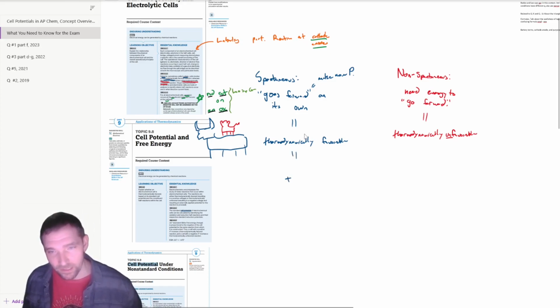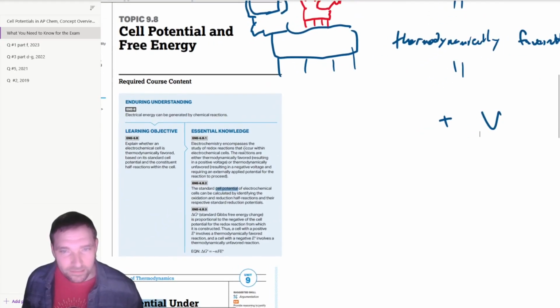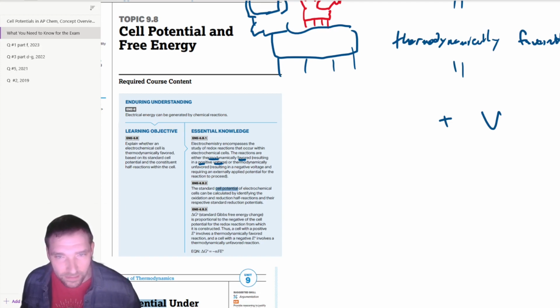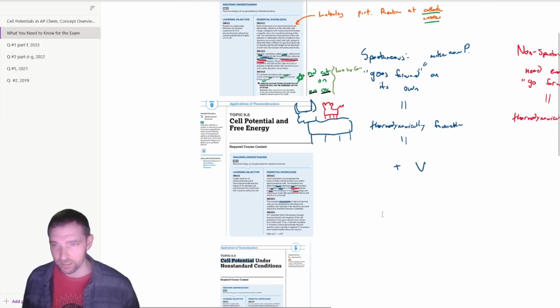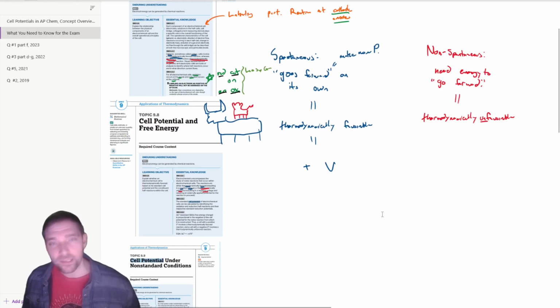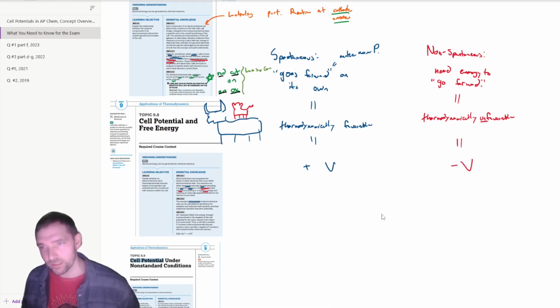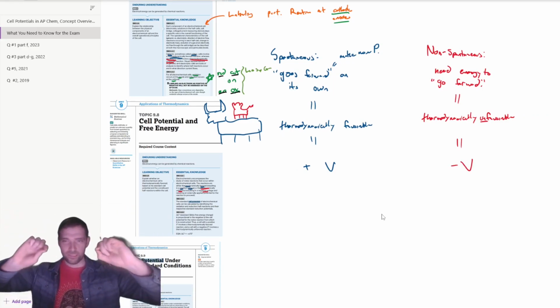be connected to positive amounts of volts. That is pretty important to recognize that we're going to have positive voltage here when you have something that's thermodynamically favored, and the opposite is true when you've got the thermodynamically unfavored. That should be a negative voltage when we're talking about these energy potentials. So that's a very important thing that is going to be connected, where you need to recognize what thermodynamically favorable means in terms of it being spontaneous or not.